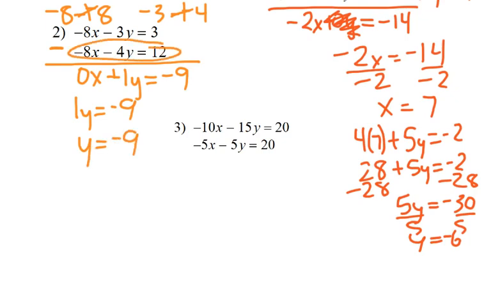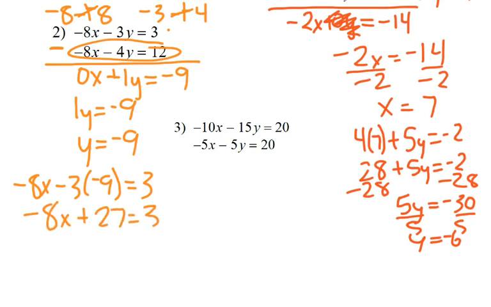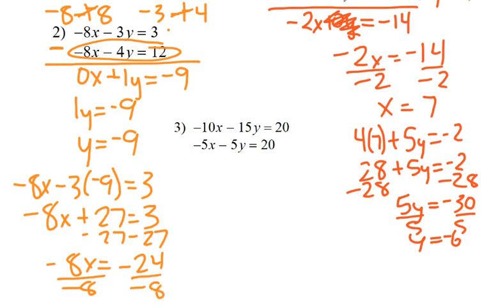Pick one of these, doesn't matter which one. Let's go with the top one. Get negative 8x minus 3 times negative 9 equals 3. Negative 8x plus positive 27 equals 3. Subtract 27. And 3 minus 27 is negative 24, so negative 8x equals negative 24. Divide by negative 8, and we get x equals positive 3.